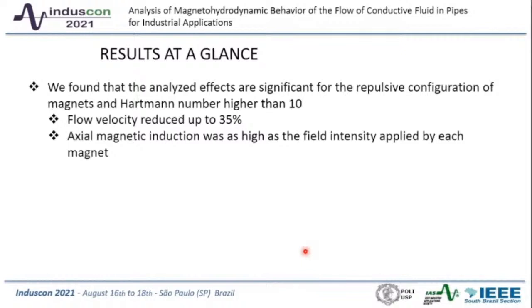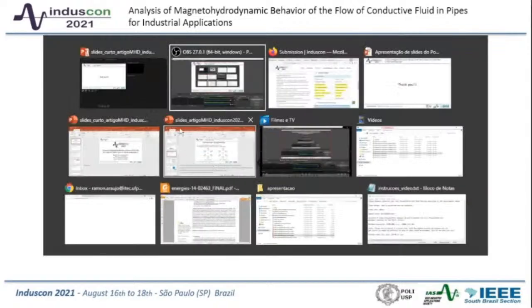Briefly summarizing the results, we found that the analyzed effects are significant for the repulsive configuration of magnets and Hartmann number higher than 10. One of those effects is that the flow velocity was reduced up to 35%. Thank you very much.